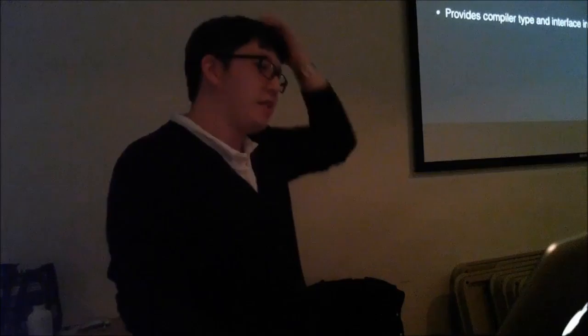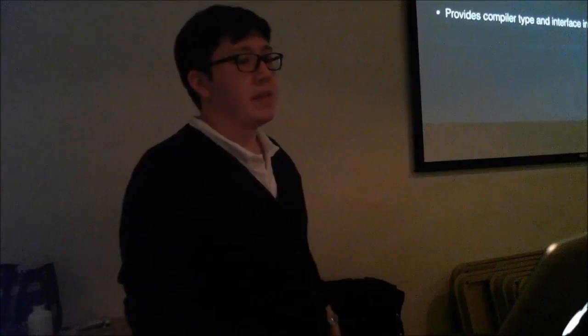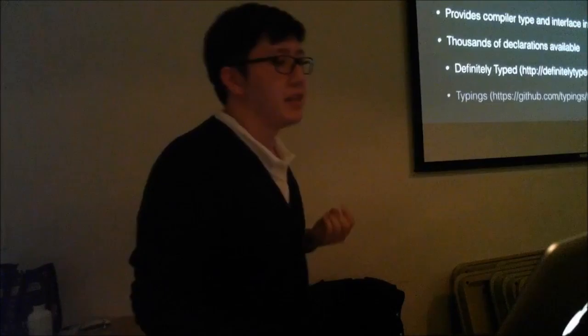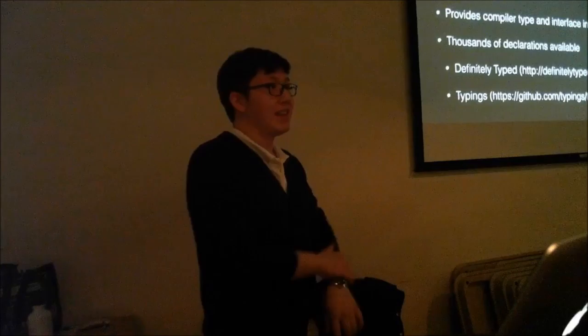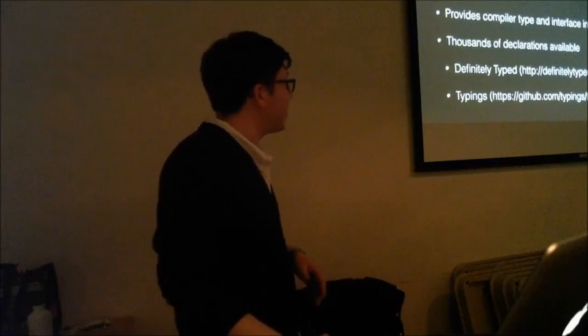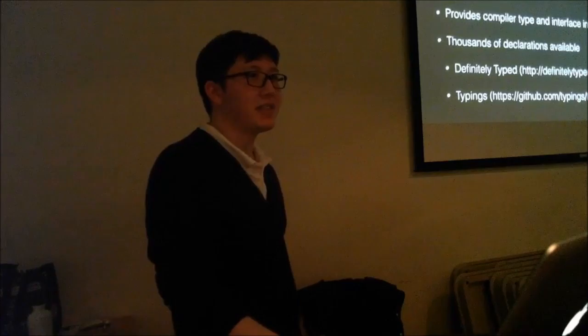So it provides the compiler with tons and tons of type and interface information. And again, this goes back to the language services. It uses all of that, and it makes it super, super nice to use. And there's thousands of these available. On a couple of sites, there's DefinitelyTyped and now Typings. These are people hand-making these for tons and tons of different libraries. I believe DefinitelyTyped now has over 1,000, it might be like 1,500 different definition or declaration files.